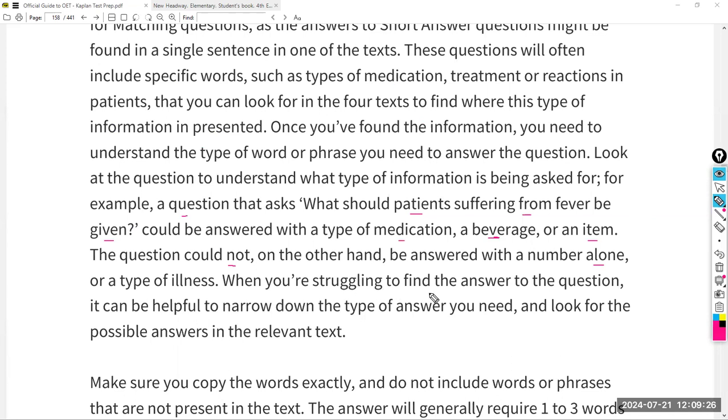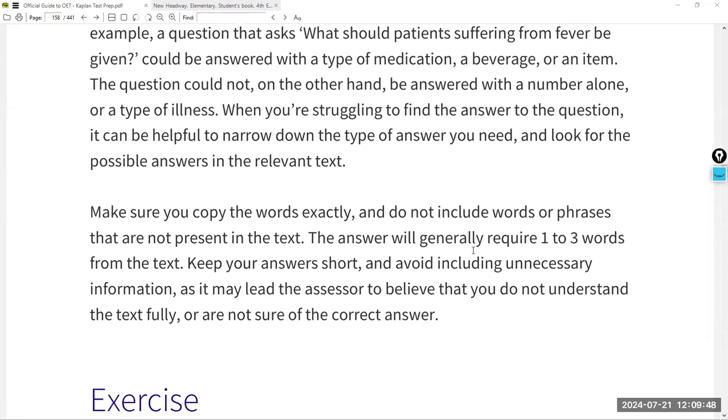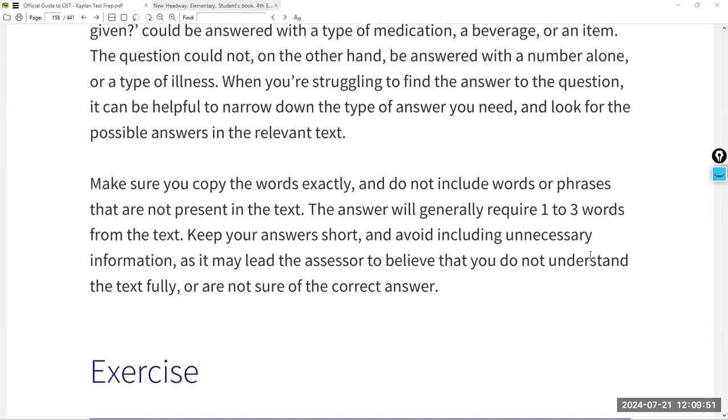When you're struggling to find the answer to the question, it can be helpful to narrow down the type of answer you need. And you have to look for the possible answers in the relevant text. But please don't leave the question blank. You have to answer, even if it is a guess, you have to write your guess, but don't leave it blank, because maybe this guess or this answer that you are not totally sure about could be correct, and absolutely you will get a point for writing the correct answer.